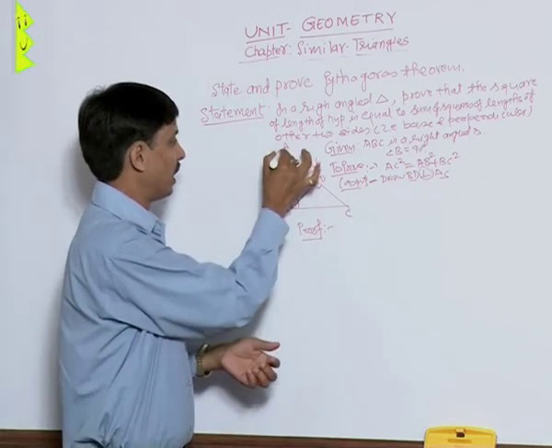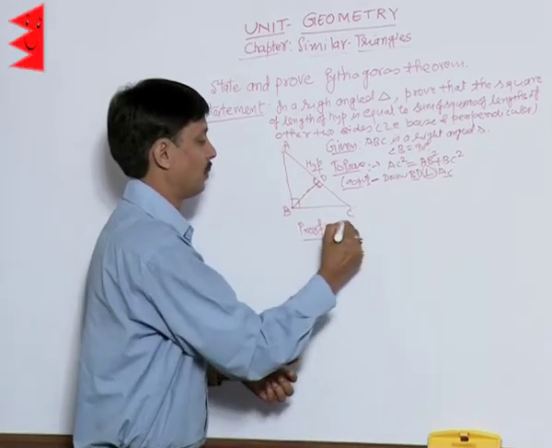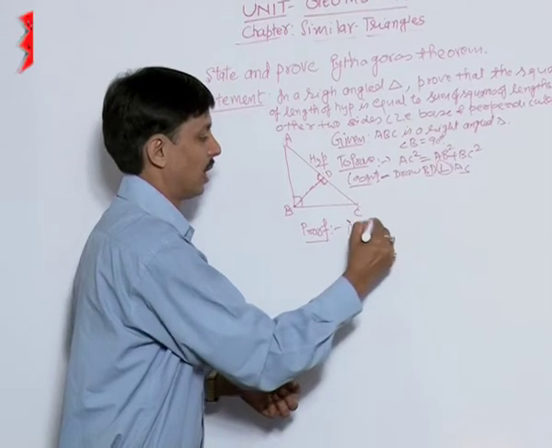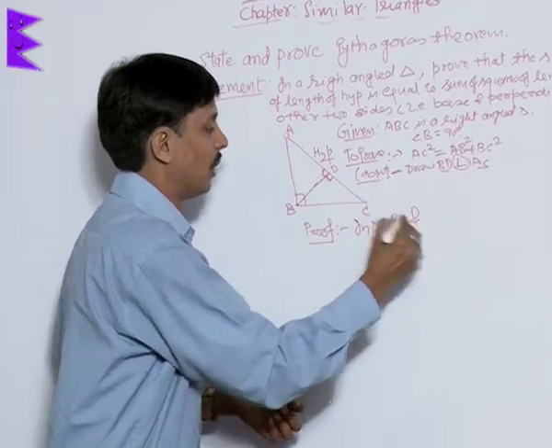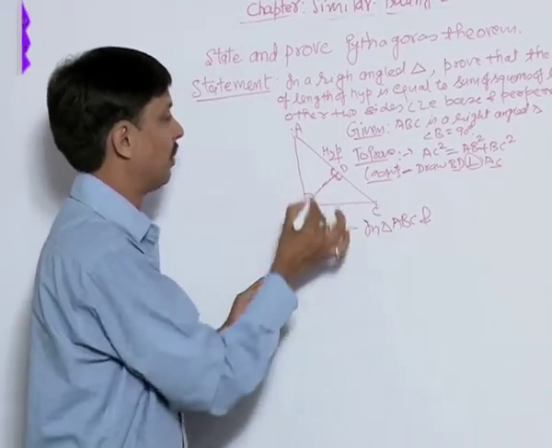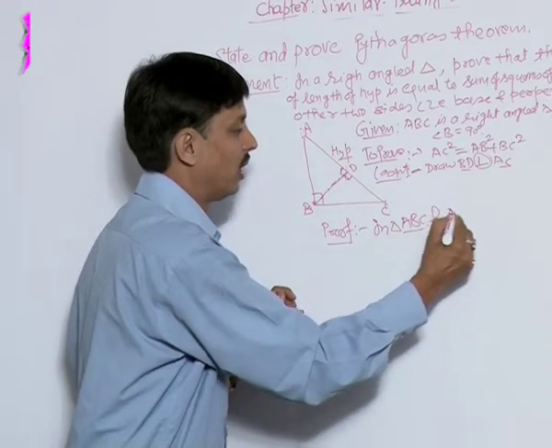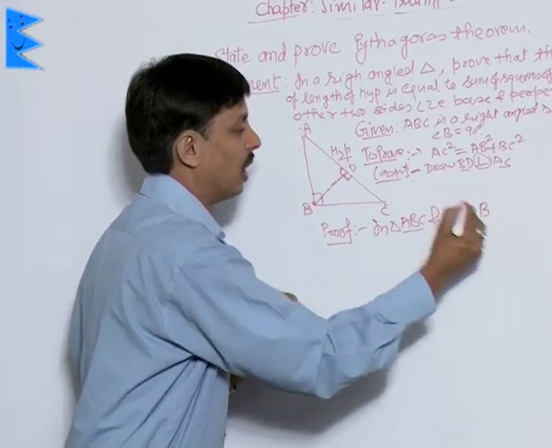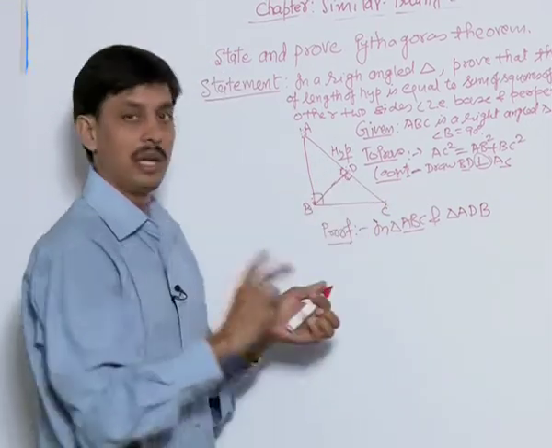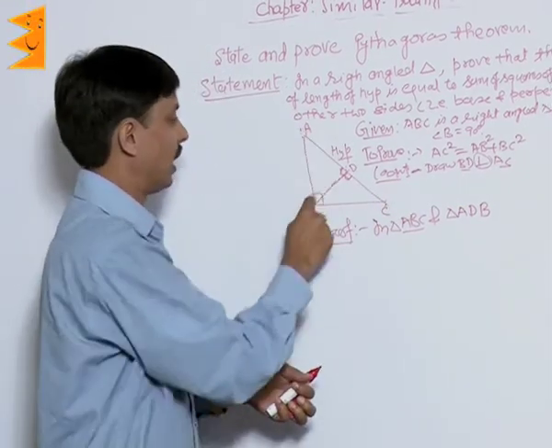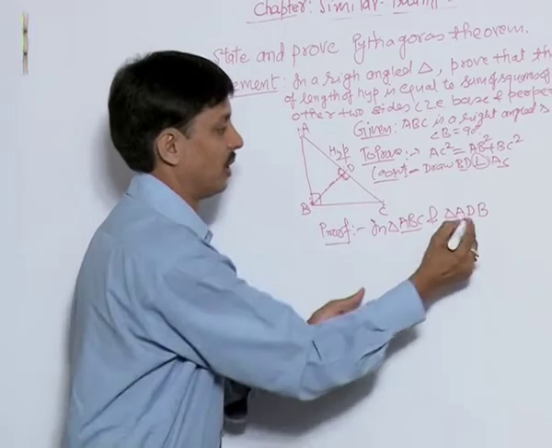Now for the proof I am taking triangle ABC. With this triangle ABC I am taking another triangle ADB. In triangle ABC and triangle ADB, ADB can be named in six ways. One is ADB, which I have written here.